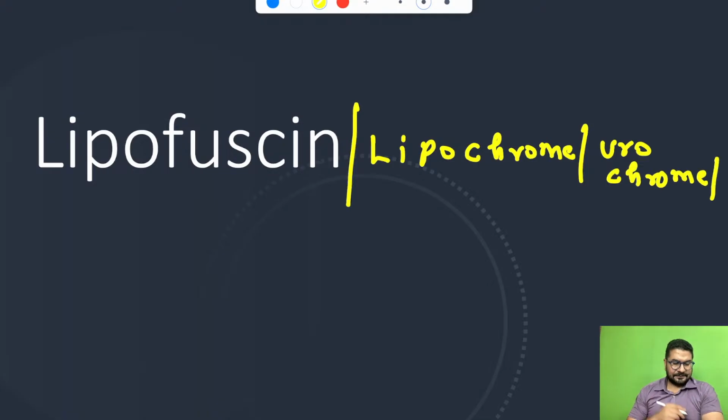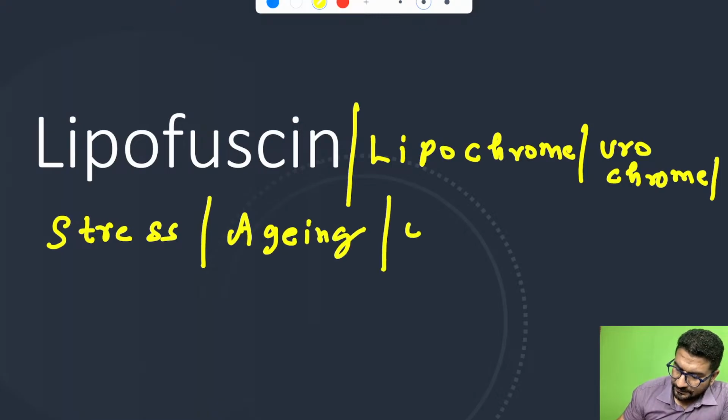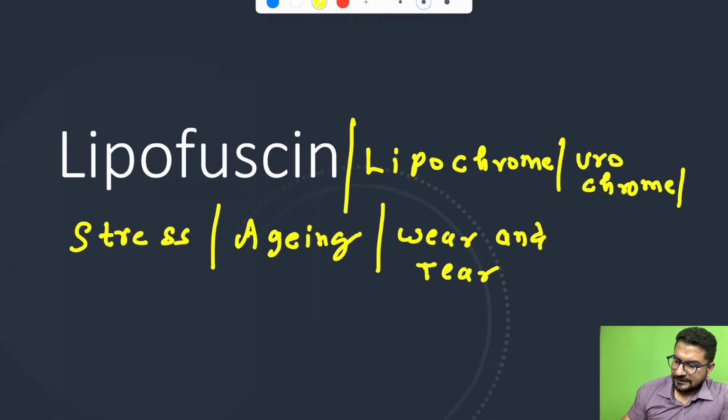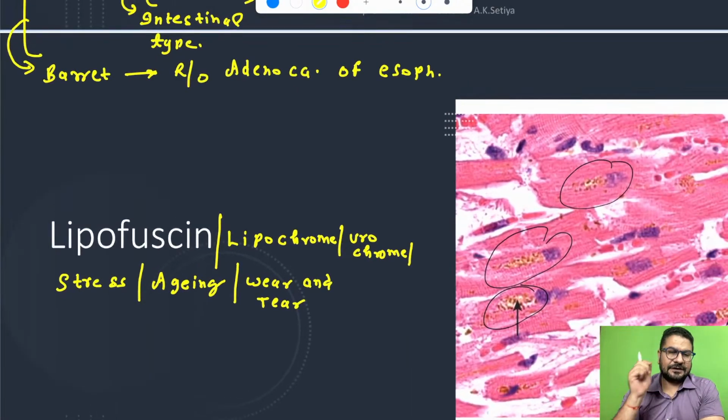Remember, this pigment, lipofuscin, is also called the pigment of stress, or I can say pigment of aging, or wear and tear pigment. So understand this thing: this is lipofuscin. We call this the pigment of stress, the pigment of wear and tear.